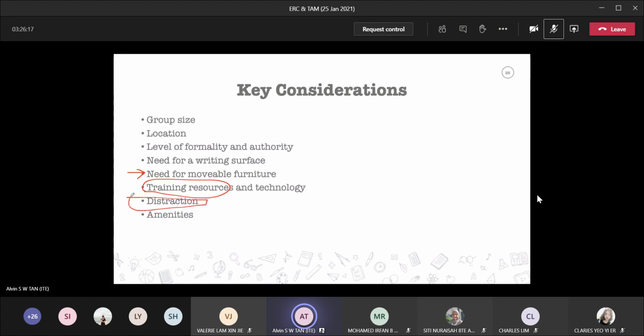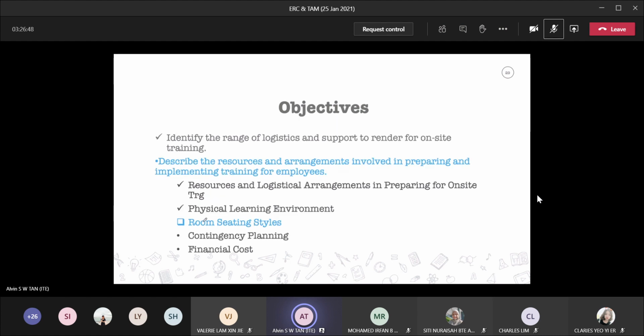Distraction. How are you going to manage distraction? Is it going to be a place where everybody looks outside, and anything happening outside, people walking past, the person gets distracted? I think for adult learners, not so important here. So distractions that you need to consider will be handphones, aircon. Is it too cold? Will it be too hot? So all these will fall under amenities as well.